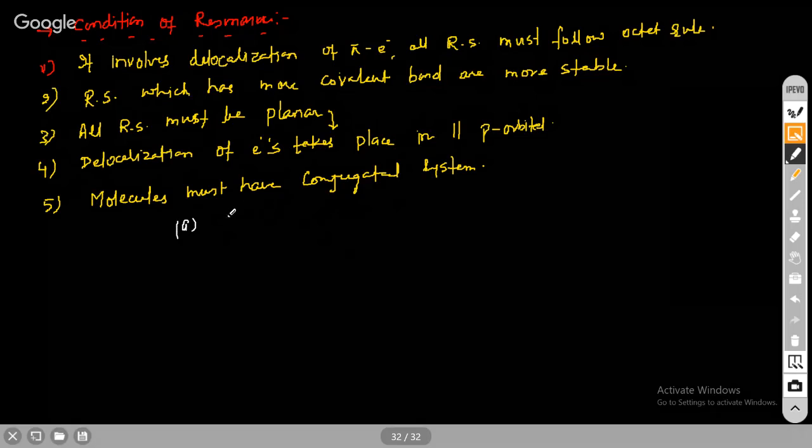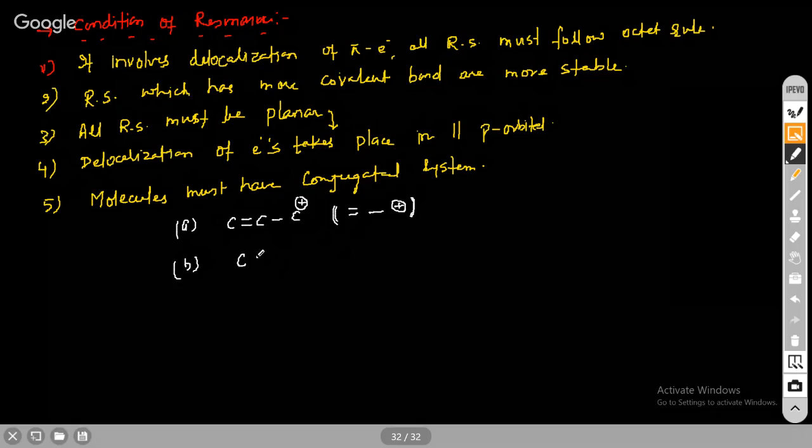If you have carbon, C double bond C, single bond, carbon with positive charge, this is a conjugated system. The meaning of this is what? We should have a double bond, then a single bond, and then a positive charge or vacant p orbital. We'll see the example of this also, then you will understand. First of all, you write down this. This is one type of conjugated system.